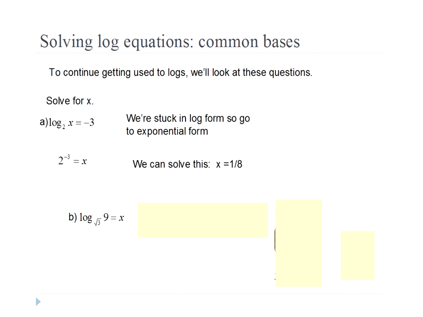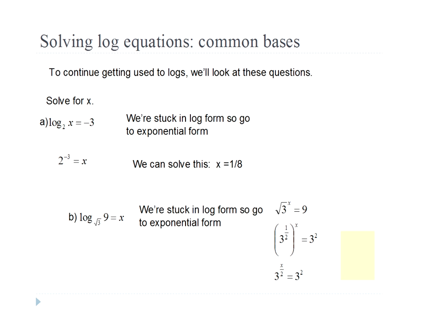Here we have log to base root 3 of 9 equals x. Again, stuck in one form, so we'll go to the other. This is root 3 to the x equals 9. And we found out last week that the radical, or the square root, is the same as the exponent of 1/2. Now I have a power of a power, so I keep the base and multiply the exponents. My bases are the same, so my exponents are the same. Multiply both sides by 2. I get x equals 4.